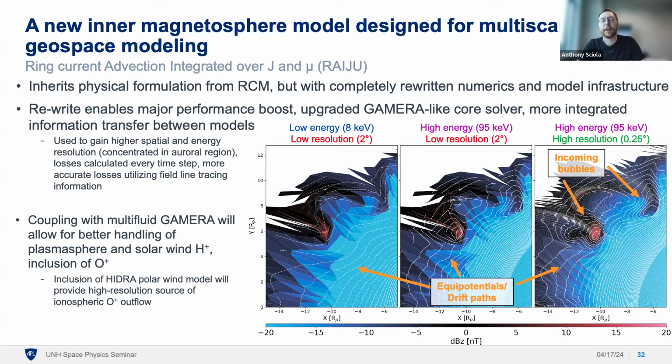In addition to that, what's also being developed right now is the hydropolar wind model being led by Roger Varney out of UCLA, which will provide a high resolution source of ionospheric O+ outflow. And so down the road, we'll be able to couple all this together and do some really cool science with that.